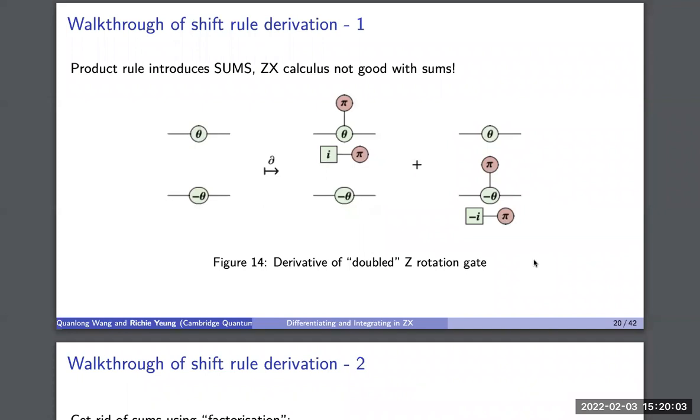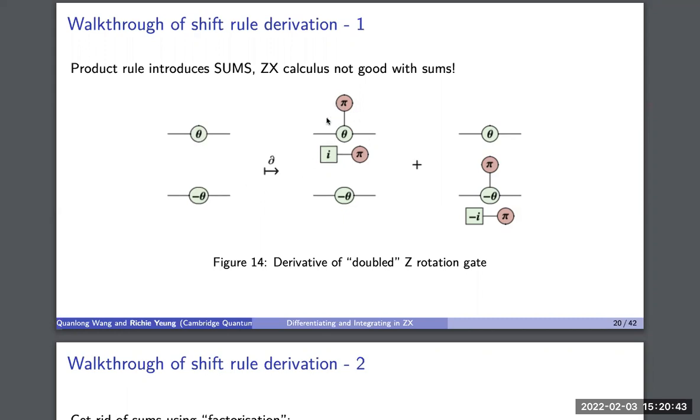Let me show a more concrete example. Here's how you derive the parameter shift rule. When you do quantum machine learning and use the gradient shift rule, the parameter shift rule, you're actually differentiating the Z gate, not just the single-legged green rotation, but this doubled version of it where you tensor it with its complex conjugate. So when you differentiate this whole diagram, you need to apply the product rule because there are two occurrences of the parameter. You first have to differentiate this term at the top and then this term at the bottom.